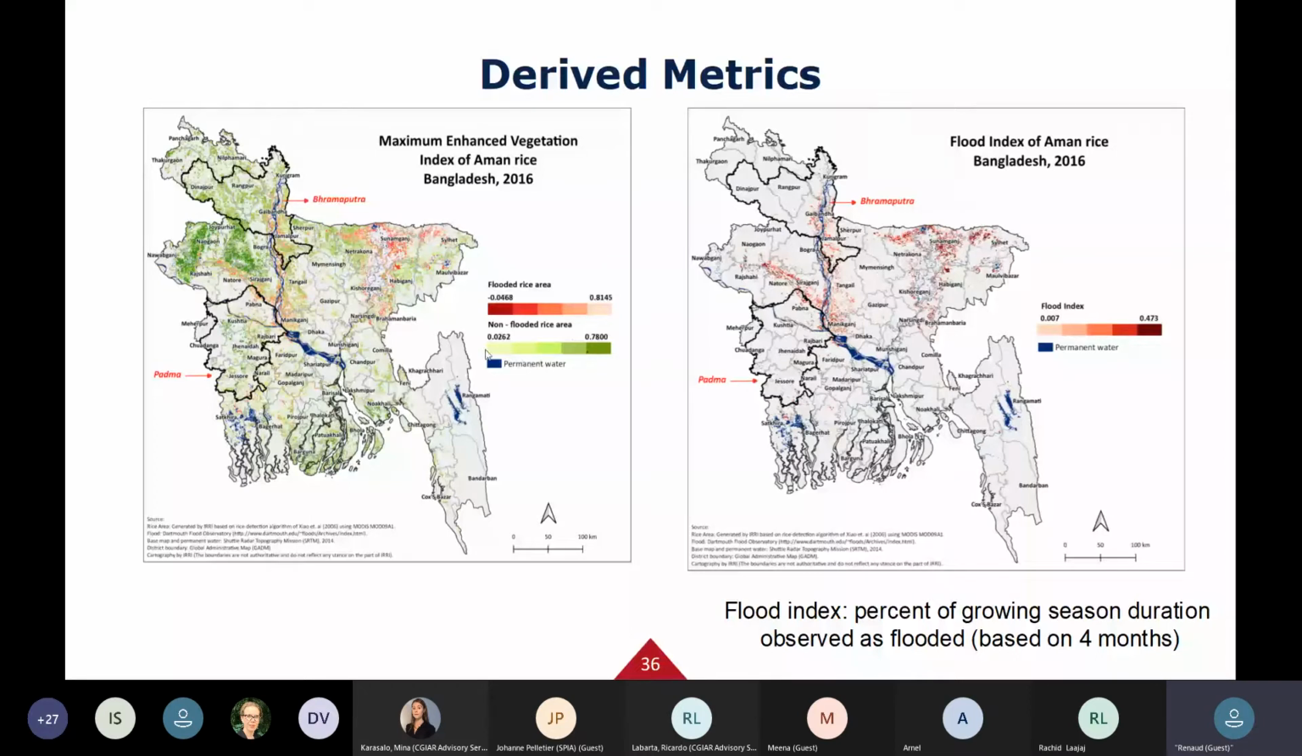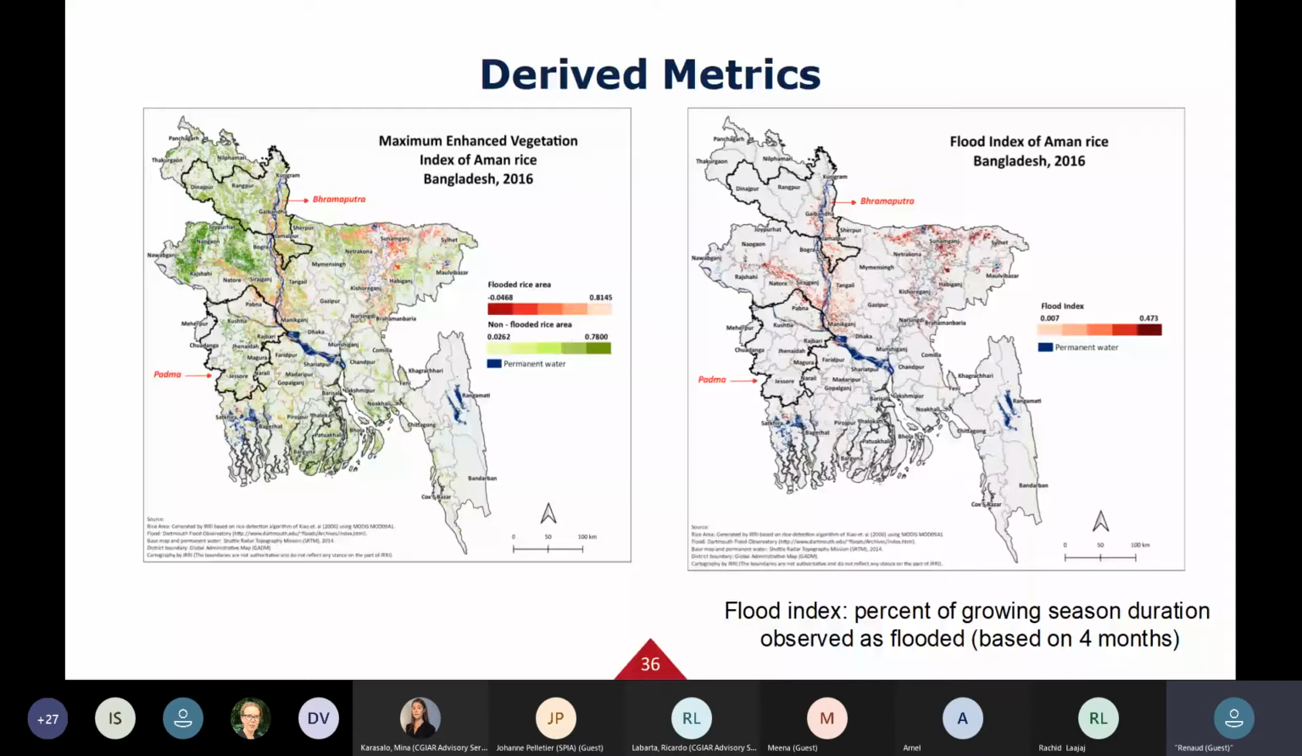We can show that in some of the flooded rice area, there are dark colors which indicate low EVI, so potentially a high impact of the floods on the crop. And you also have lighter colors, with high EVI and hence a crop which would still have performed in a post-flood type of environment.